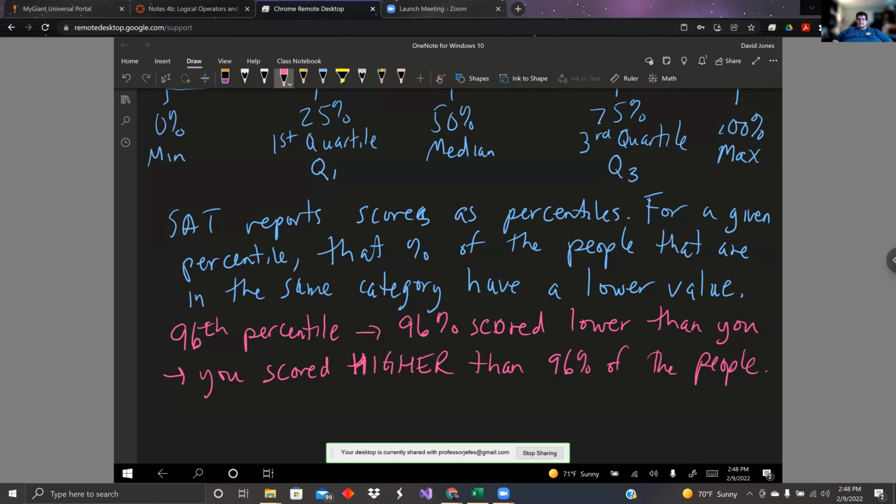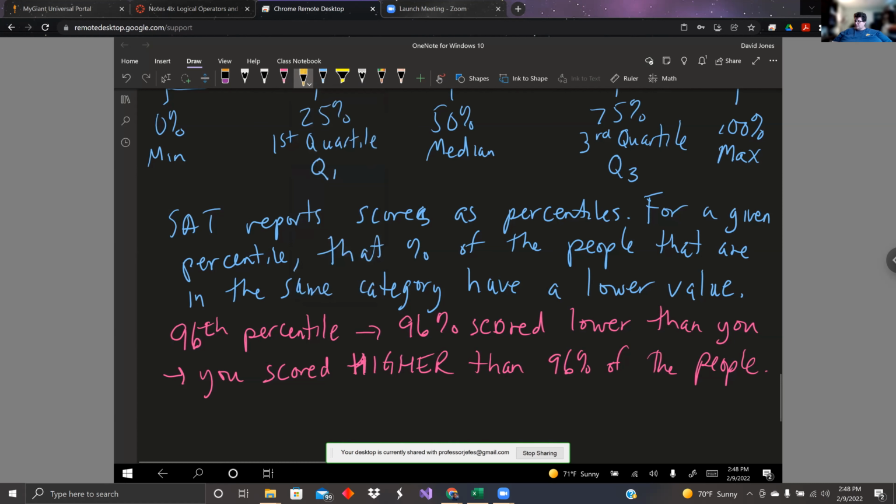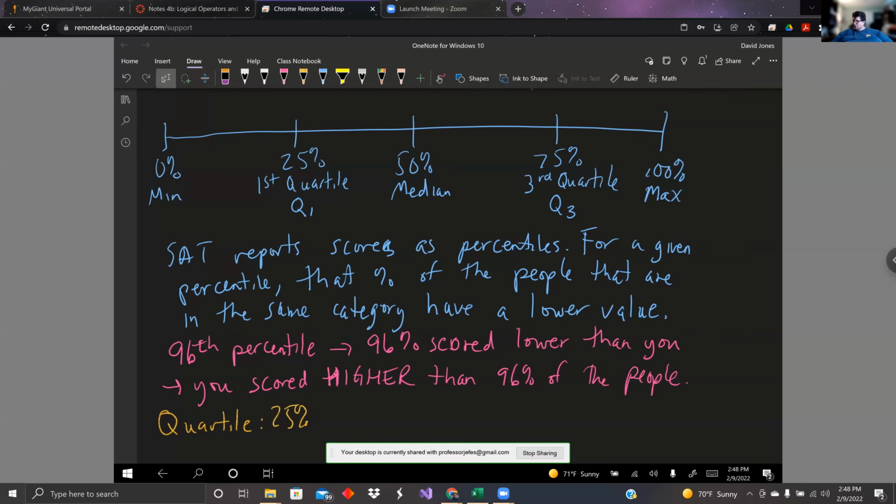There will be problems that ask you about percentile. Quartiles just hit those multiples of 25%. Just like a quarter is 25 cents, a quartile is 25%. So the quartiles happen at these values up here. These are the 5 different markers for quartile. First quartile, and the median is technically the second quartile.